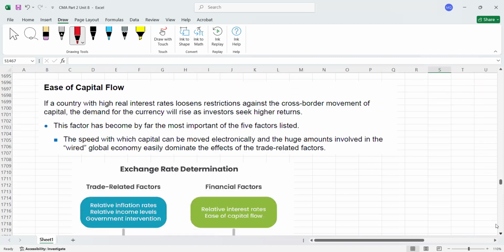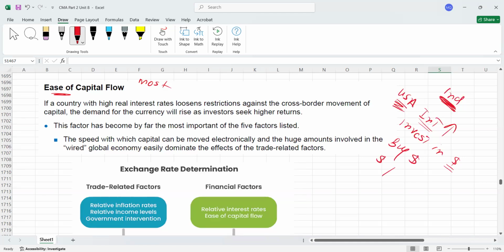So now we got another thing here, ease of capital flow. This is actually the most important point here also. I'm just giving you another example. Let's assume you are living in India. I always quote Indian examples because most of the students are from India. So if you're living in India and in USA interest rates are higher, it means we want to invest in dollars. Obviously to invest in dollars, we will buy dollars. If you buy dollars, dollar demand will increase.